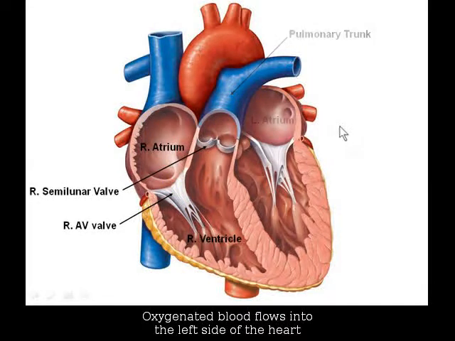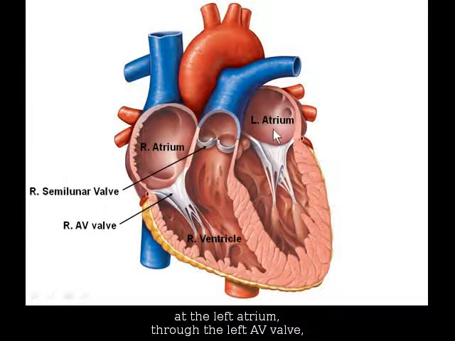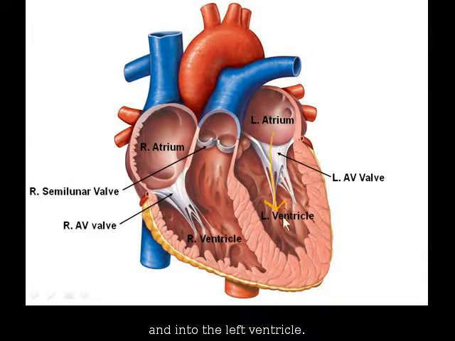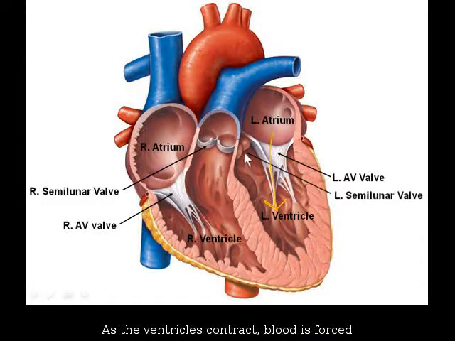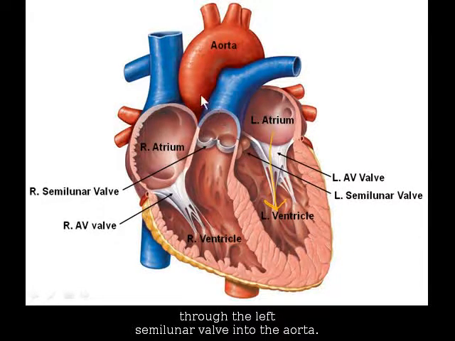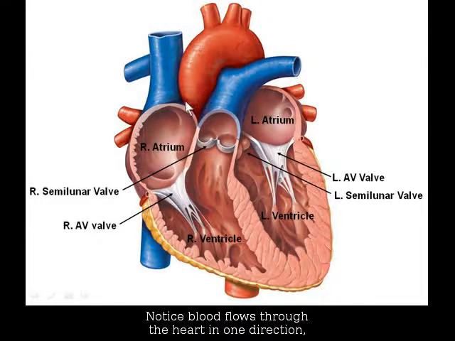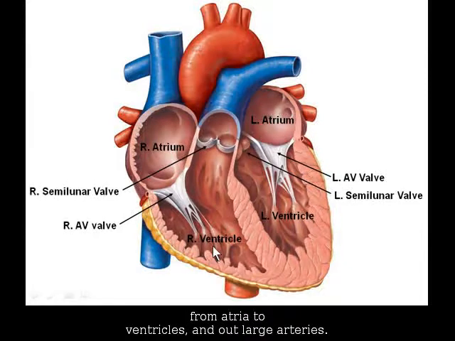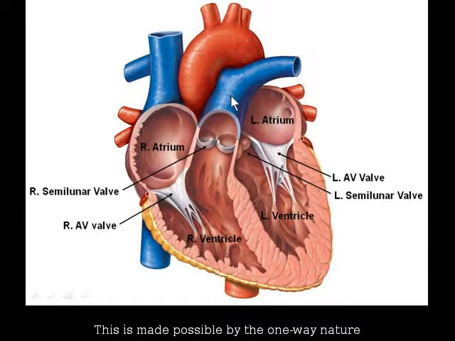Oxygenated blood flows into the left side of the heart at the left atrium, through the left AV valve, and into the left ventricle. As the ventricles contract, blood is forced through the left semilunar valve into the aorta. Notice blood flows through the heart in one direction, from atria to ventricles and out large arteries. This is made possible by the one-way nature of the atrioventricular and semilunar valves.